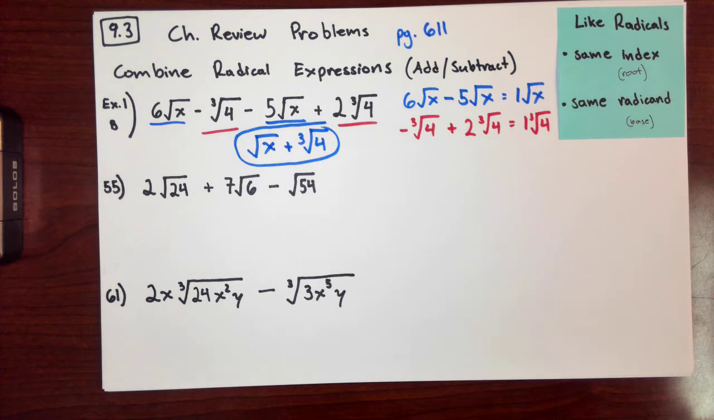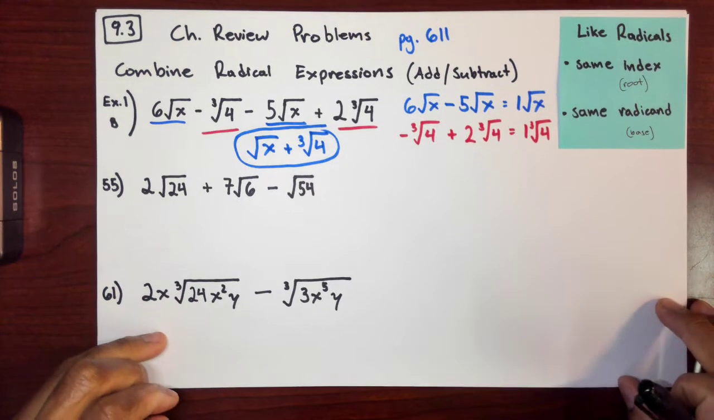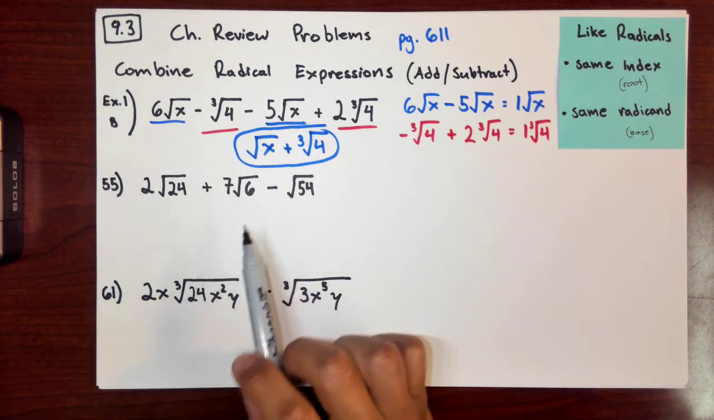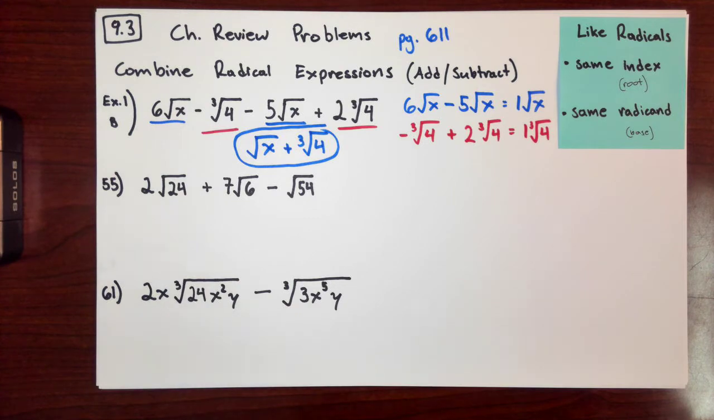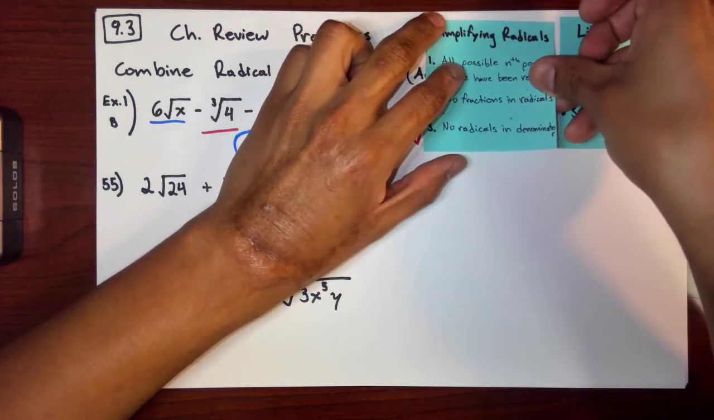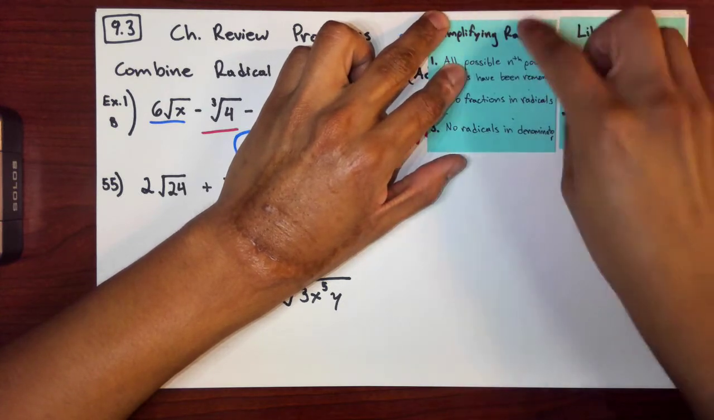Now this one's a little bit different because as you can see, we don't have any radicals that are exactly the same. So we're going to have to simplify. Now remember in the last video I told you guys some rules for simplification. I'm going to go ahead and write them up here even though I'm covering some stuff up.